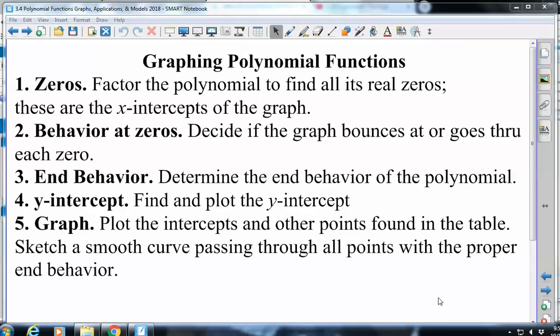Tell me the zeros. Part C, does the graph bounce or go through each zero? So I would list it out. When we graph polynomials, I am fully aware you can plug it in the graphing calculator and get a sketch of the graph. But we want to be able to be a little more precise about that.